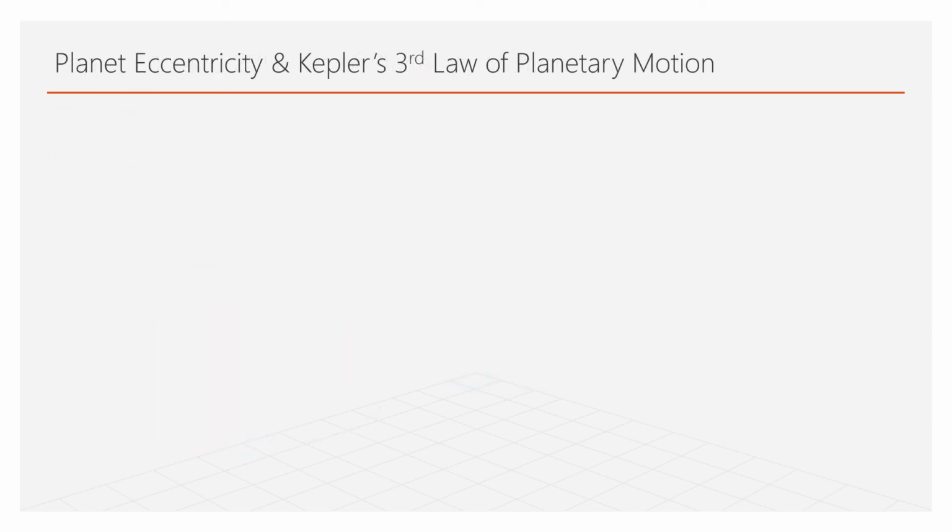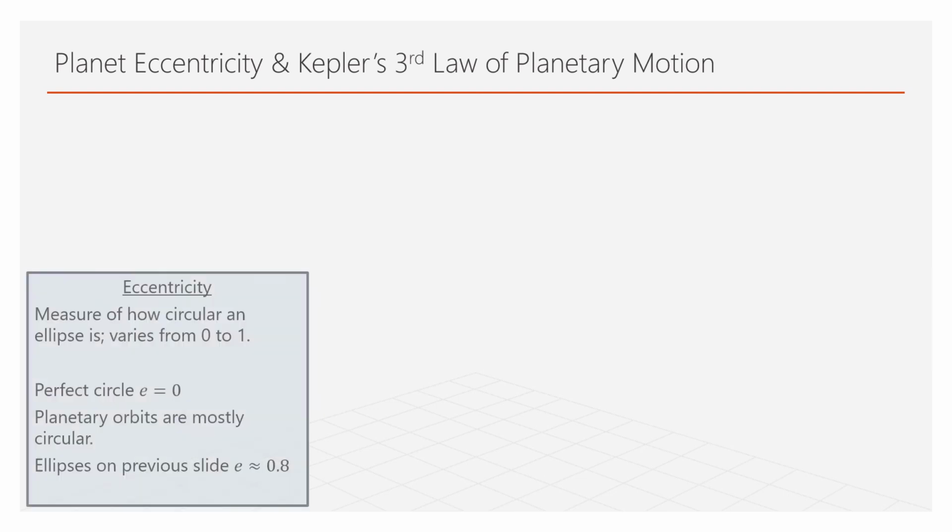Let's now look at planet eccentricity and Kepler's third law of planetary motion. Eccentricity is a measure of how circular an ellipse is. It varies from 0 to 1. A perfect circle will have an eccentricity of exactly 0, and ellipses will have larger eccentricities, with the most extreme case approaching 1.